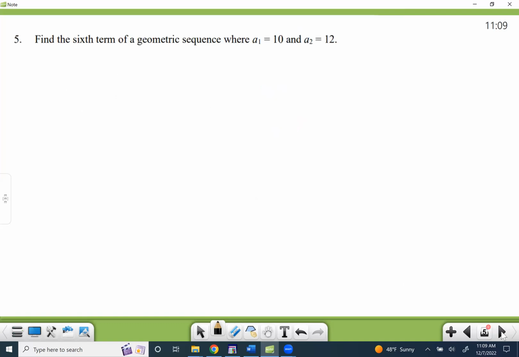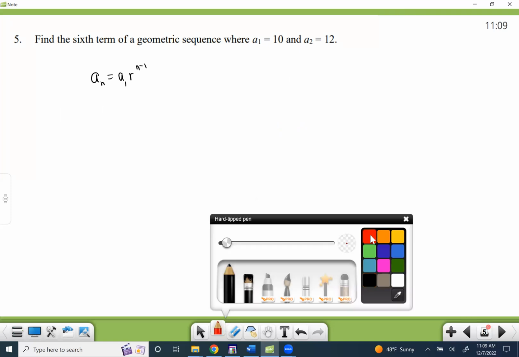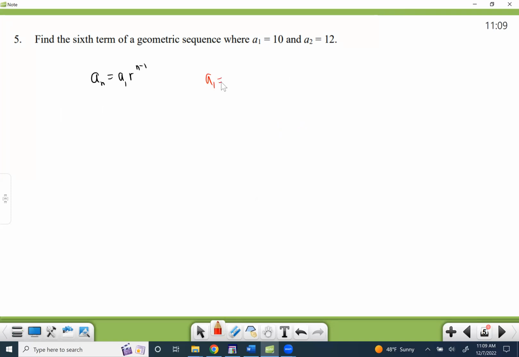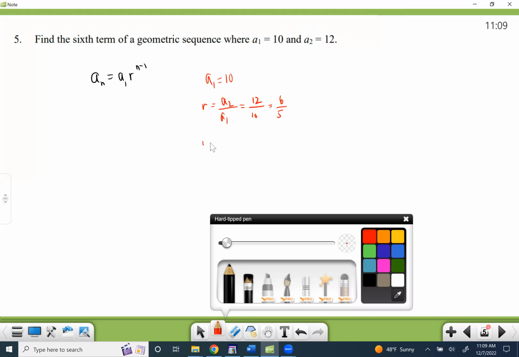Okay, number 5, find the sixth term. So let's go ahead and write down our formula, and let's get our pieces. So we know a sub 1 equals 10. We don't have the common ratio. We need that, right? We're missing that. But what we do have is the second term and the first term, right? So we can always stack the second on top of the first. So if we stack 12 on top of 10, we would get 6/5 as our common ratio. And we know the n. We want the sixth term, so n is going to be 6.